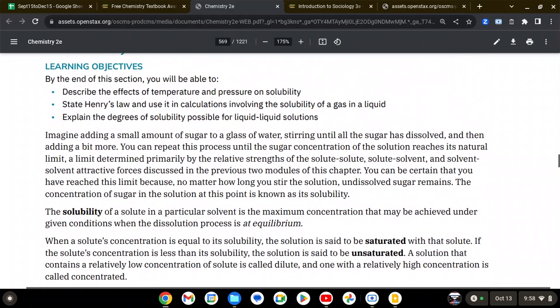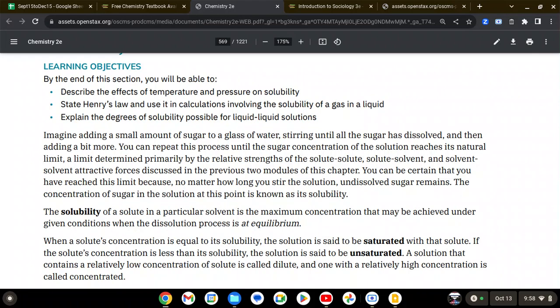11.3 Solubility. Learning objectives. By the end of this section, you will be able to describe the effects of temperature and pressure on solubility, state Henry's law and use it in calculations involving the solubility of a gas and a liquid, and explain the degrees of solubility possible for liquid-liquid solutions.